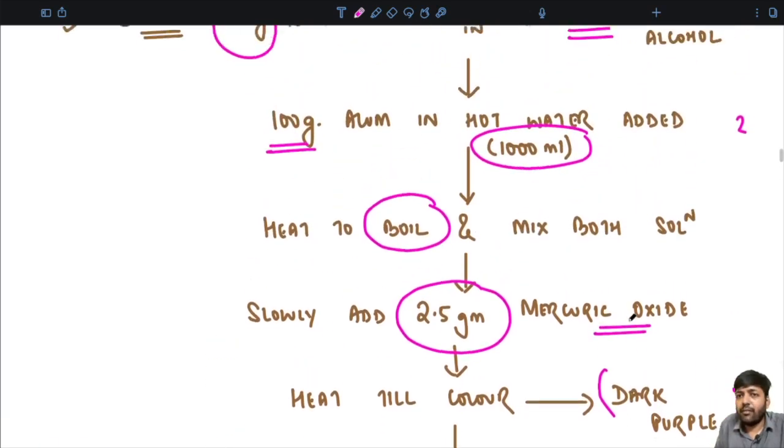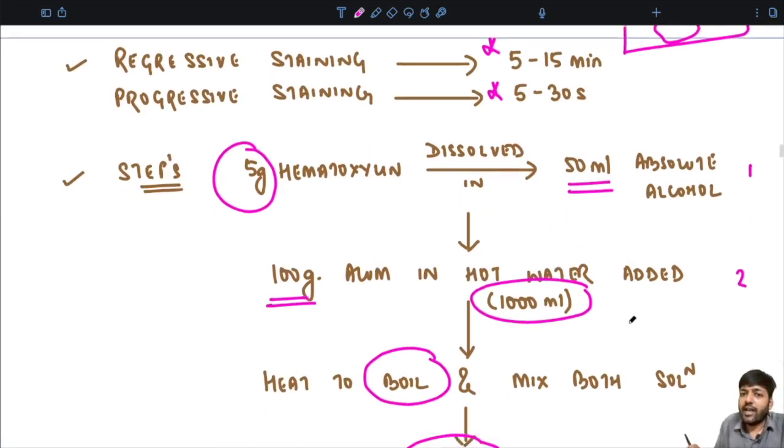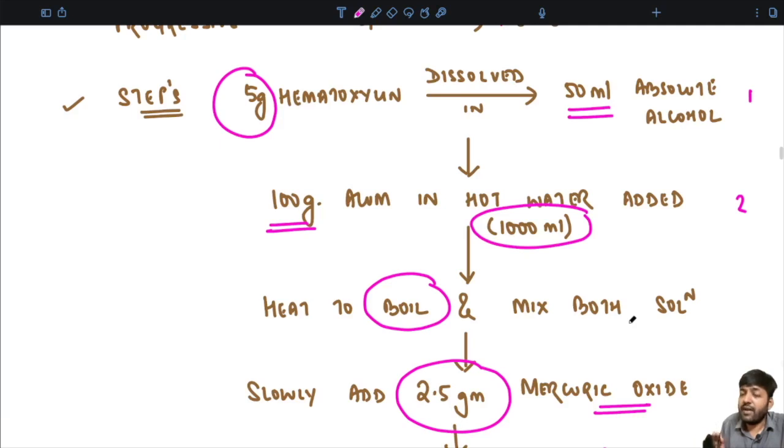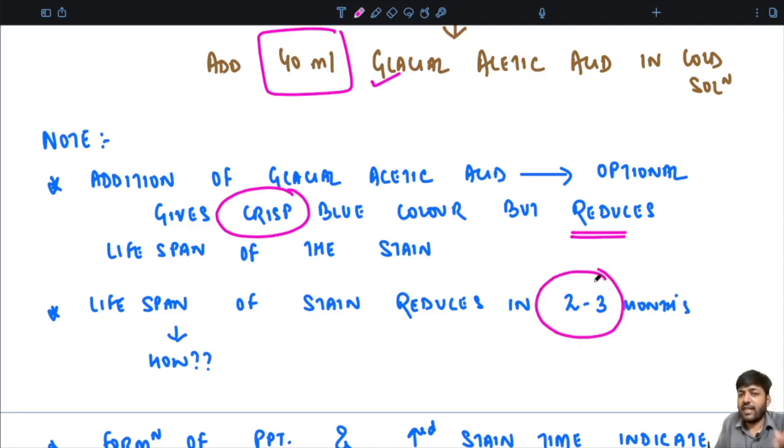Okay, so always remember, it is not necessary for you to remember this step for your exam. But it is very important that you remember this step if it is carried out in your institute in this manner, and these values are just standard values. It might vary from whatever you are using in your particular institute. Okay, so you have to note that addition of this glacial acetic acid is optional. Now why are we adding it? Because it gives a crisp blue color, but it also reduces the lifespan of the stain. Okay, so the lifespan of the stain reduces to 2 to 3 months.